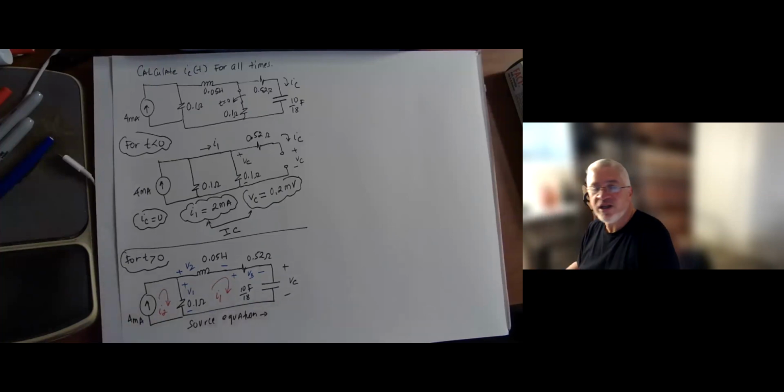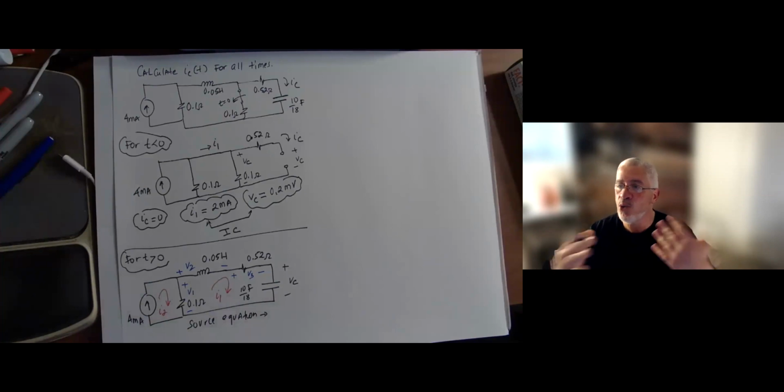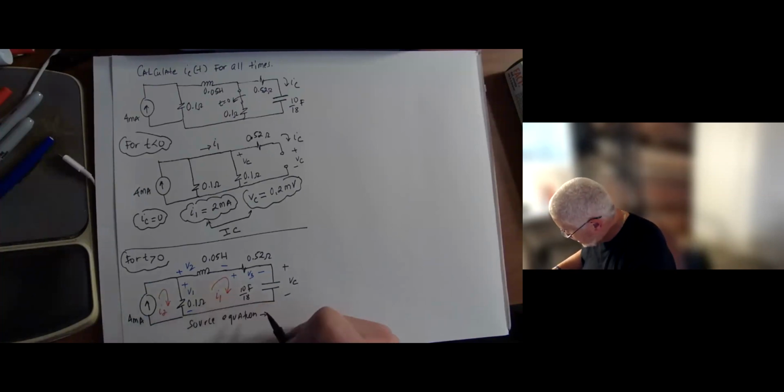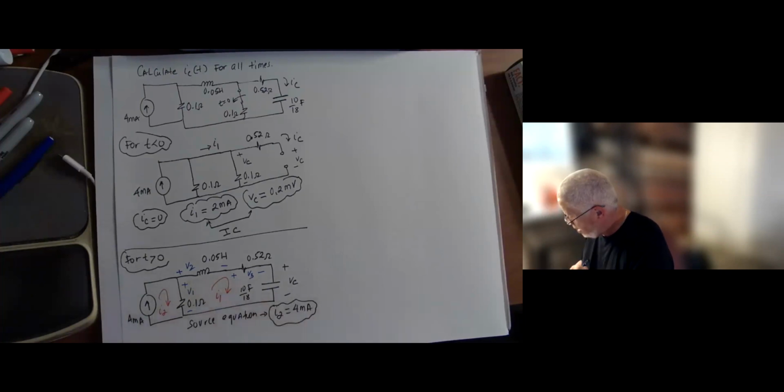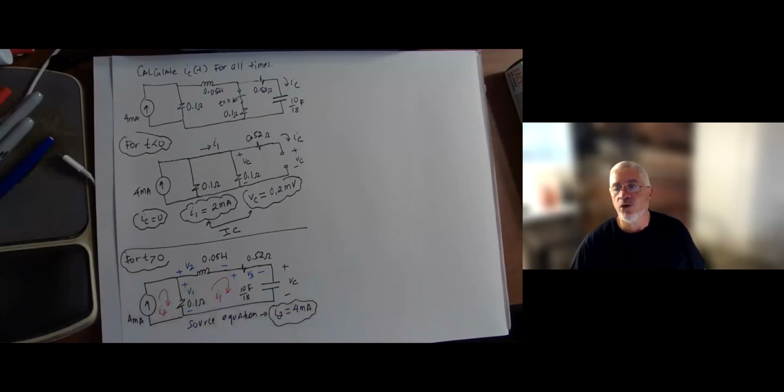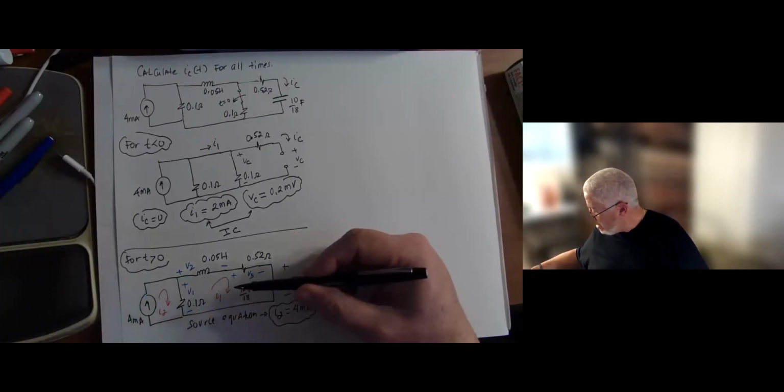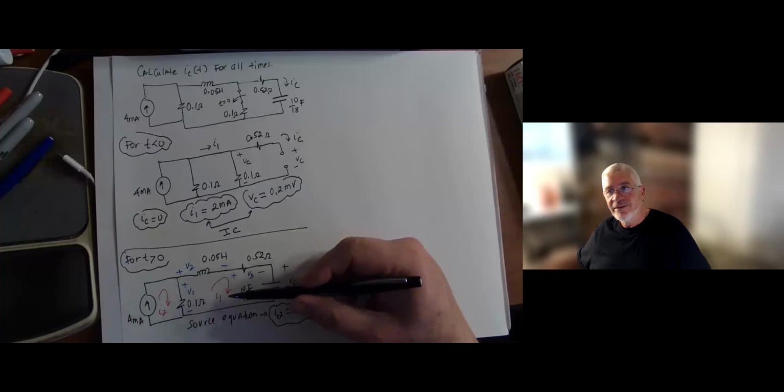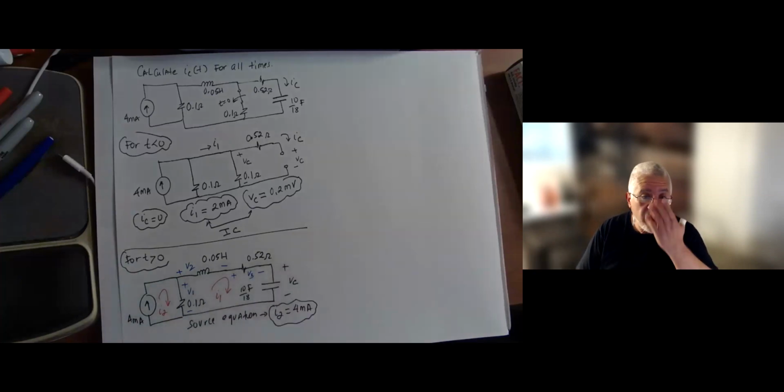When we say source equation in mesh, we're essentially writing the current source in terms of the mesh currents. In this case, the current I2 must be equal to 4 milliamps. That's an easy equation to write. That's our source equation. And then I have one mesh now that I'm going to do KVL on.